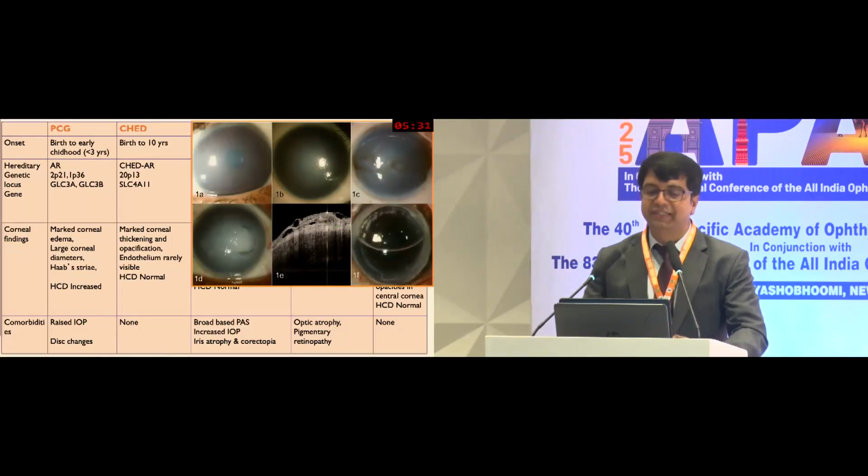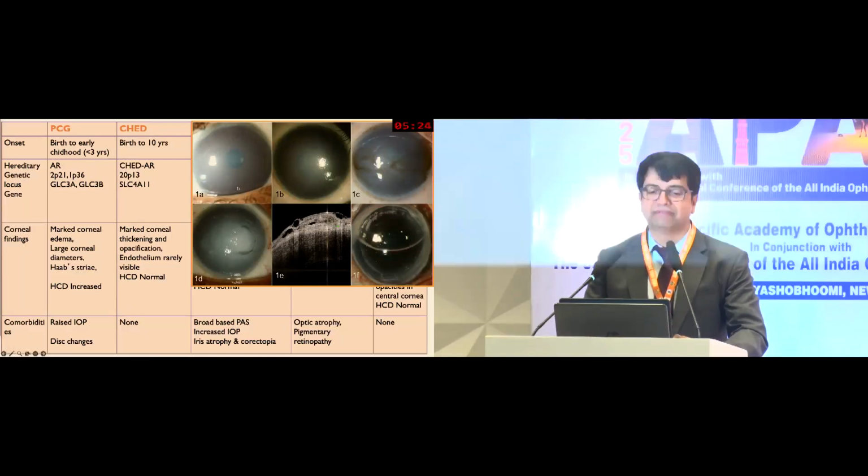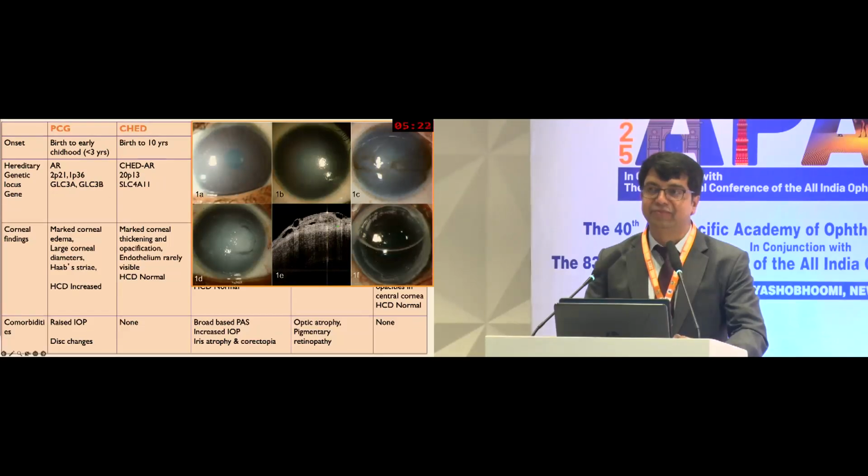So the next differential diagnosis is congenital hereditary endothelial dystrophy. This is also an autosomal recessive condition with a single gene, SLC4A11 mutation, and it is very prevalent particularly in southern India and other Asian countries where parental consanguinity is very high. And CHED can actually have a varied spectrum.